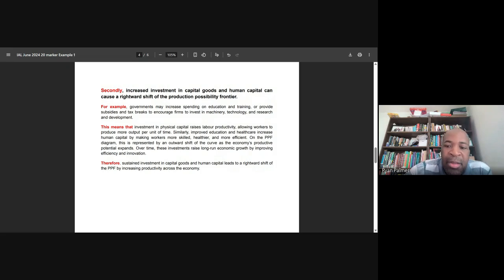All right. And in the long run, it means that the economy will run more efficiently and there will be greater innovation. All right, so concluding, therefore, sustained investment in capital goods and human capital leads to a rightward shift of the PPF by increasing productivity across the economy. So we're looking at labor productivity and capital productivity.